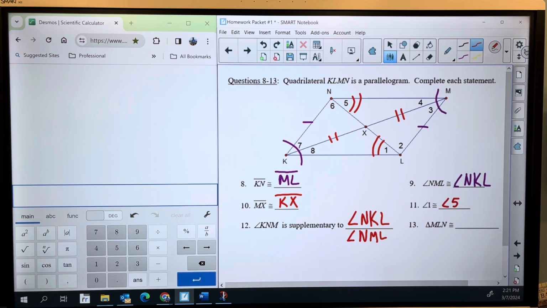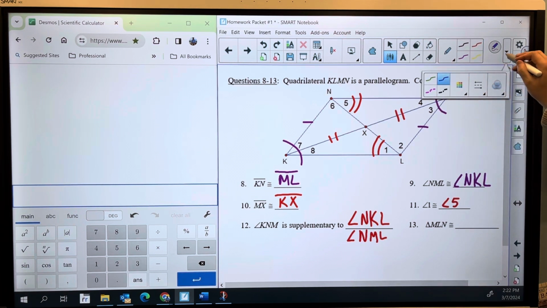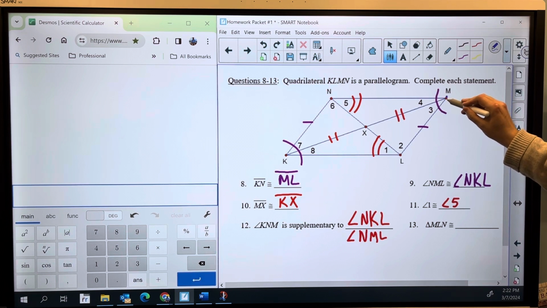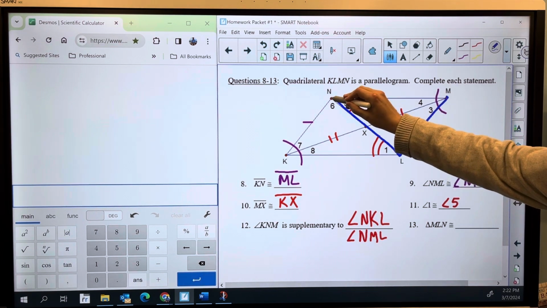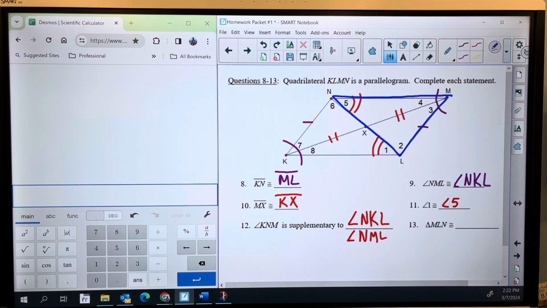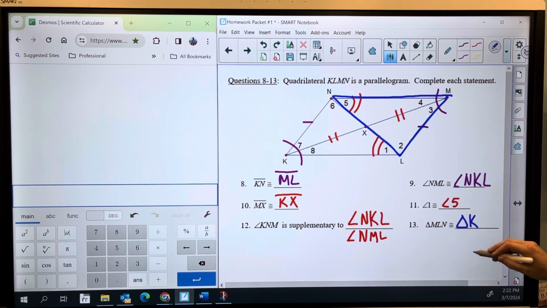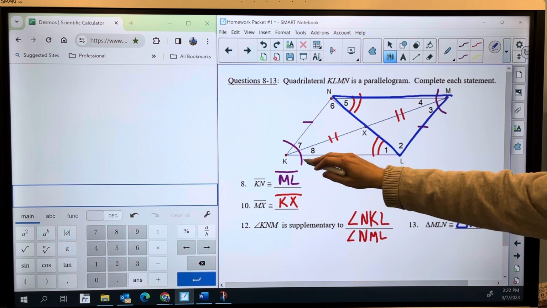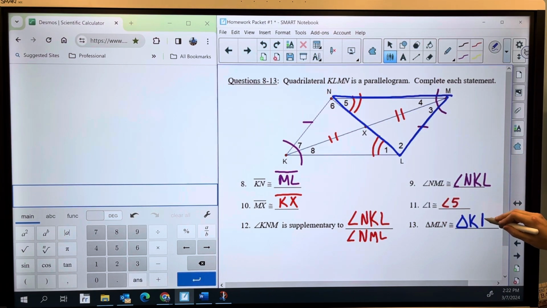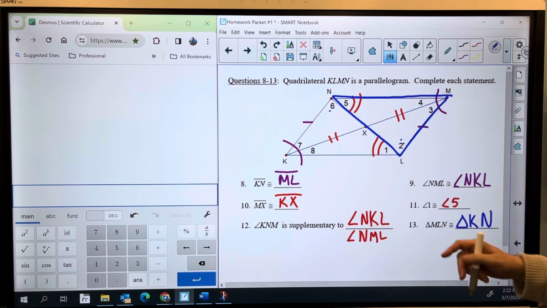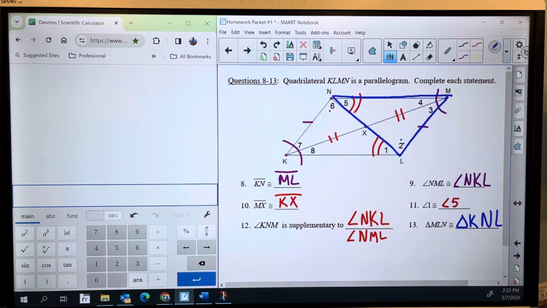And finally, we got triangle MLN. All right, so let's trace this so we can actually see it. MLN. All right, that big old triangle up there. Since I start with that angle M, I know I want to start with this K right down here, so I'm going to go triangle K. And then from M, we go to L, so I know I want to go up here to N, because 2 and 6 are congruent, because those are alternate interior angles. And then I'm going to slide on down to that last one, L. So I've got K, N, L.